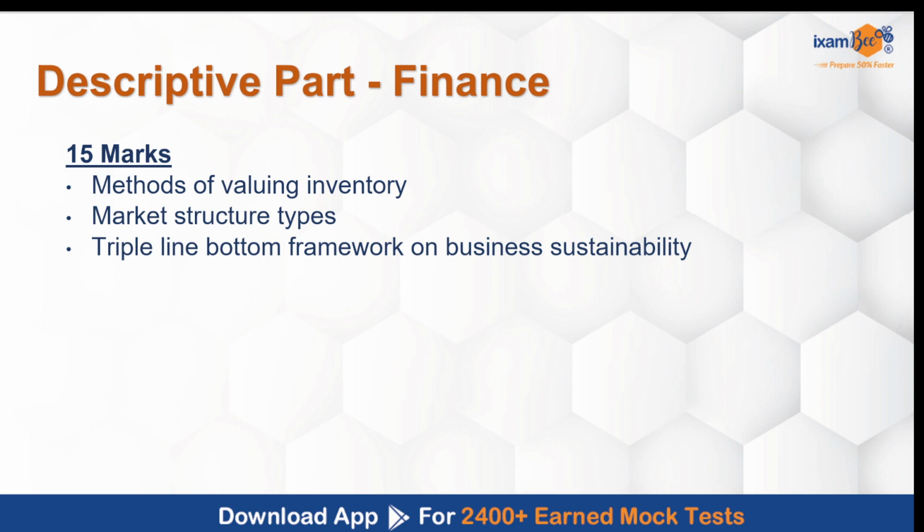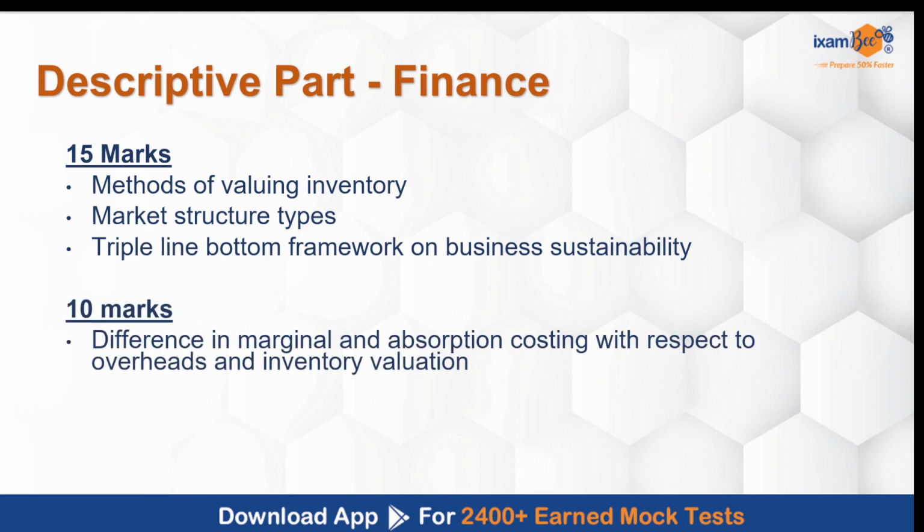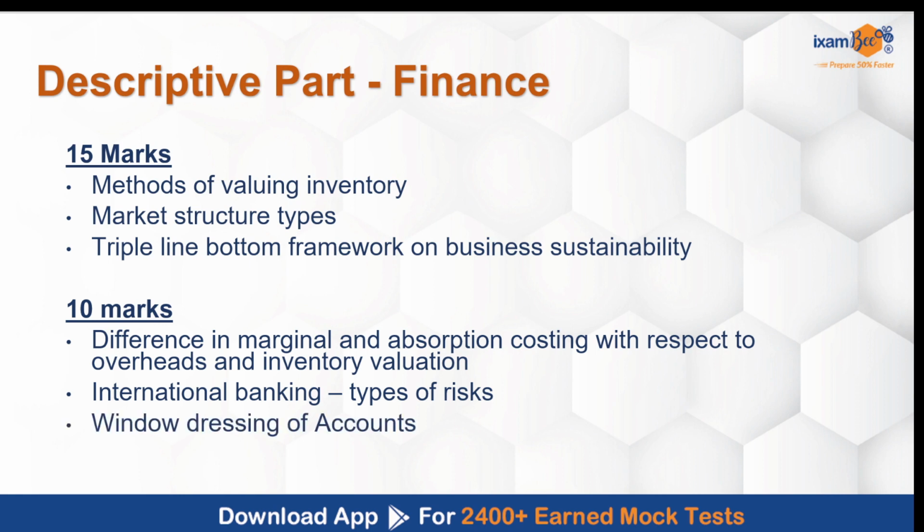In 10 marks, the questions that were there related to the difference between marginal and absorption costing, and this difference was to be explained with respect to the overheads and the inventory valuation. There was a question related to the different types of risks in international banking, and there was a question on window dressing done in the financial statements and in the accounts.